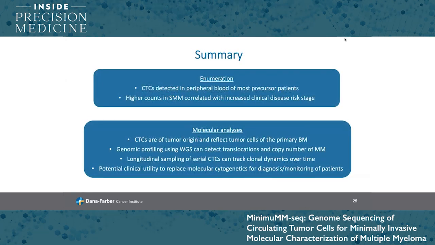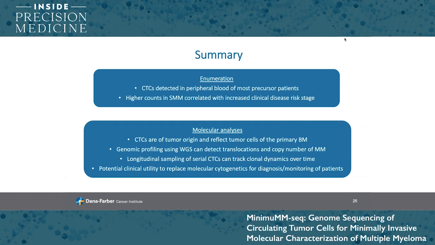So in summary, our study shows the clinical utility of enumeration and molecular analyses of CTCs in myeloma, with CTCs detected in the peripheral blood of the majority of precursor patients, and a higher count in smoldering myeloma correlated with the increased clinical disease risk staging.